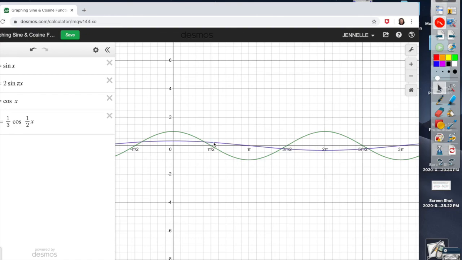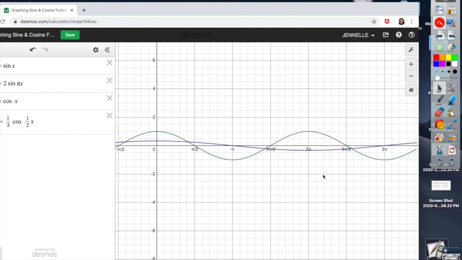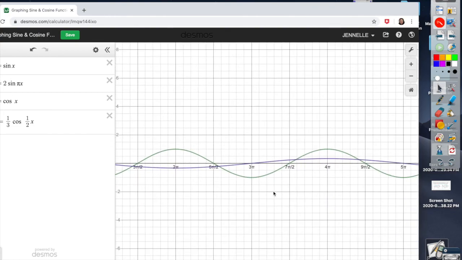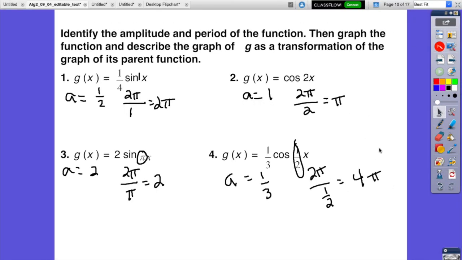Okay, here's my maximum. We go through the x-axis. There's my minimum. Not quite done. We're going to pass here, go again through the x-axis, and go back up to my maximum. And one period was 4 pi. And that's what we had figured out. Perfect.